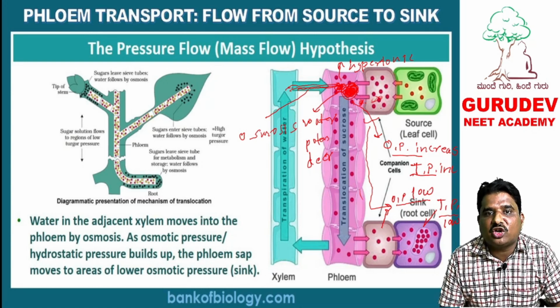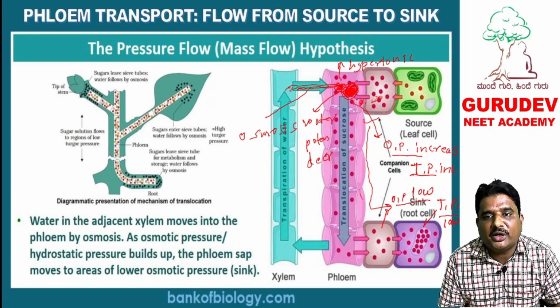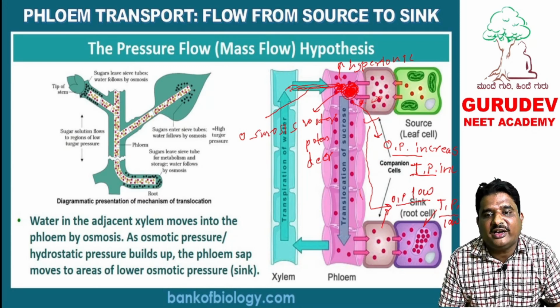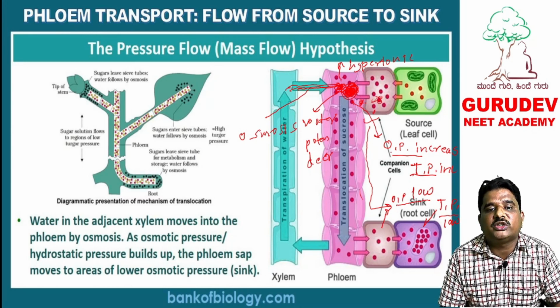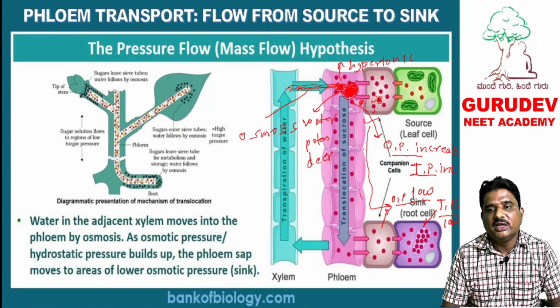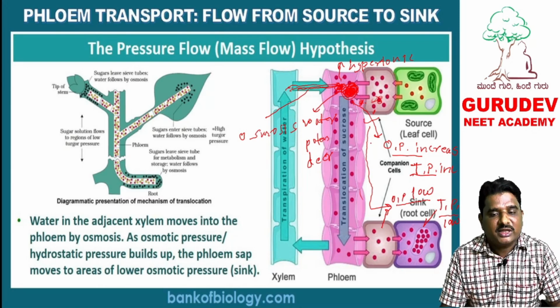That's why it is called the pressure flow hypothesis or mass flow hypothesis. Pressure flow, why? Because of the pressure gradient difference between the source and sink. Source is having high OP, high TP. Sink is having low OP, low TP. So food is moving in the form of mass. That's why it is called the mass flow hypothesis or pressure flow hypothesis. This hypothesis was explained by the scientist Ernst Munch. That's why it is called the Ernst Munch mass flow hypothesis.